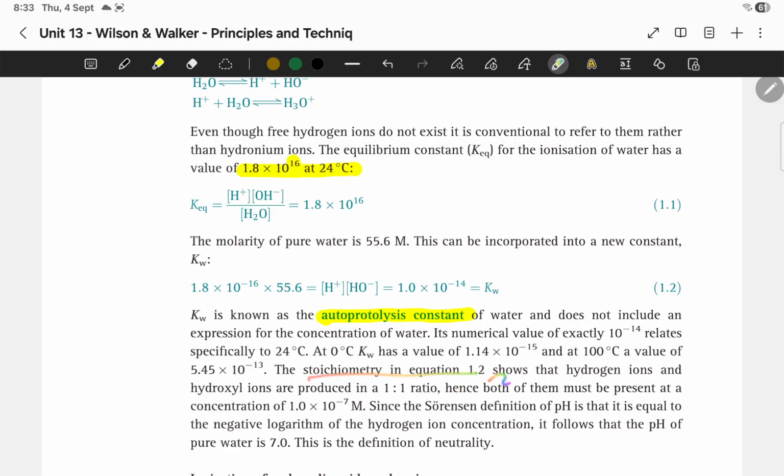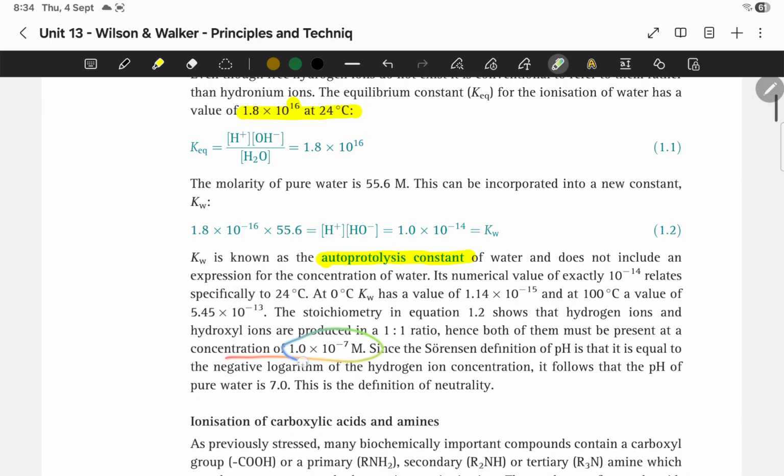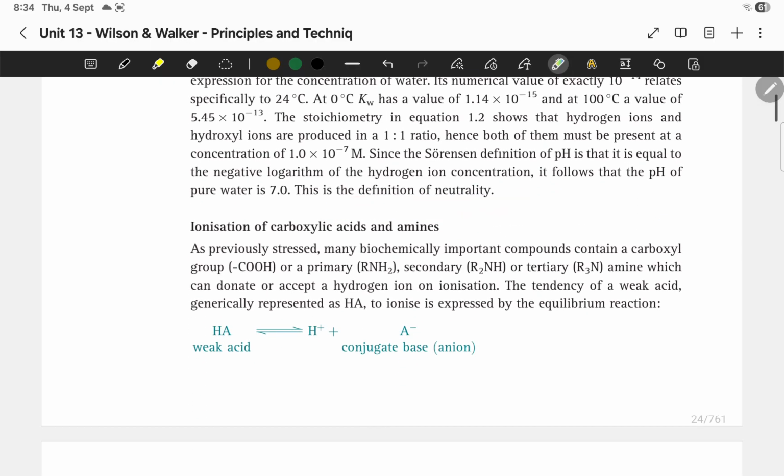The stoichiometry in the equation 1.2 shows that the hydrogen ions and the hydroxyl ions are produced in a 1:1 ratio. Hence, both of them must be present at the same concentration. Since the Sørensen definition of pH is that it is equal to the negative logarithm of the hydrogen ion concentration, it follows that the pH of pure water is 7. So this is the definition of neutrality.